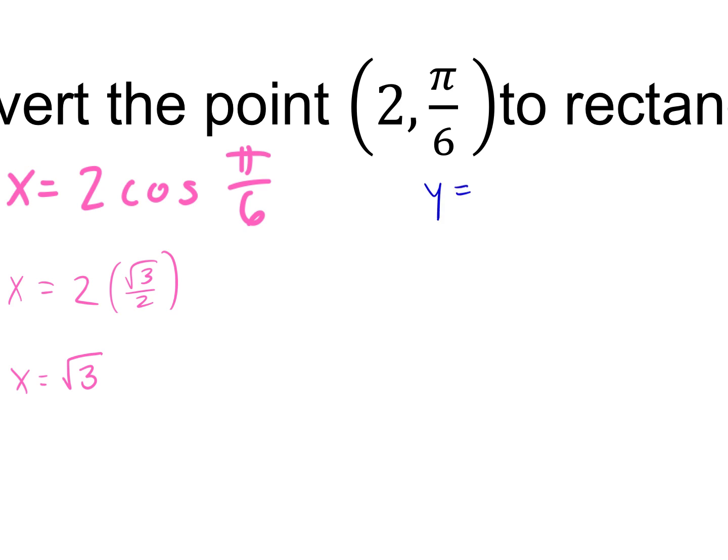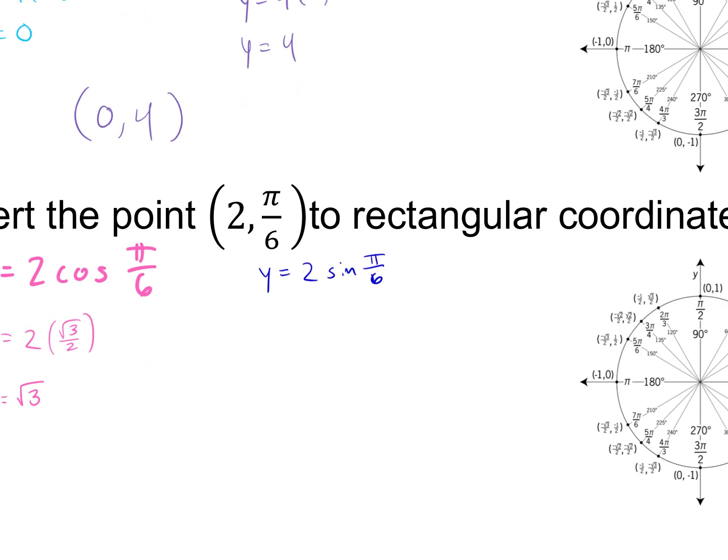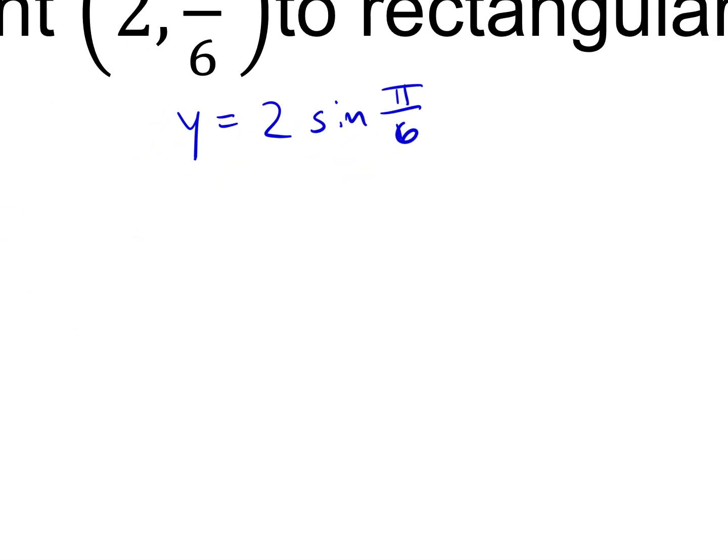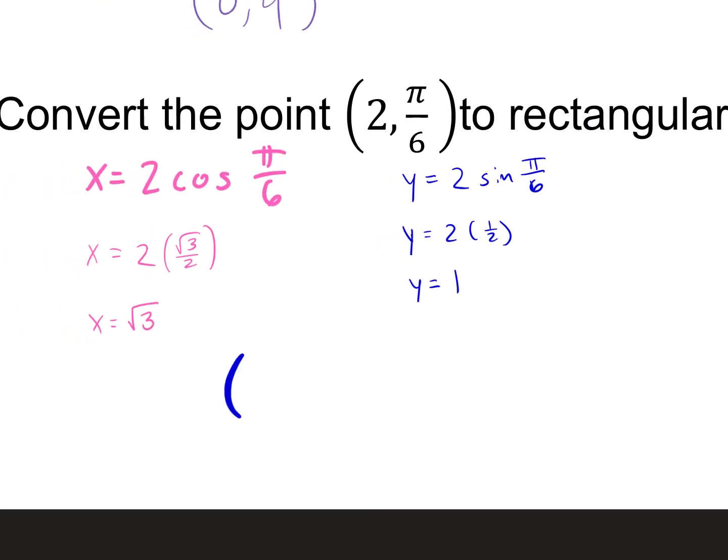Y is equal to 2 times sine of pi over 6. What's the sine of pi over 6? 1/2. So y is equal to 2 times 1/2. So y equals 1. So our coordinate point would be square root 3, 1.